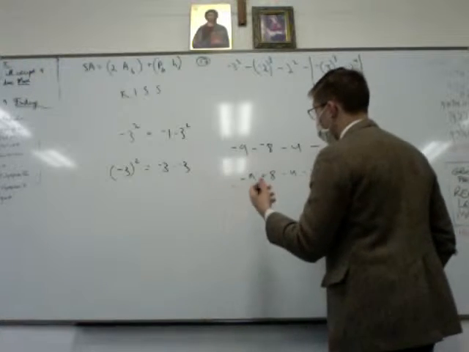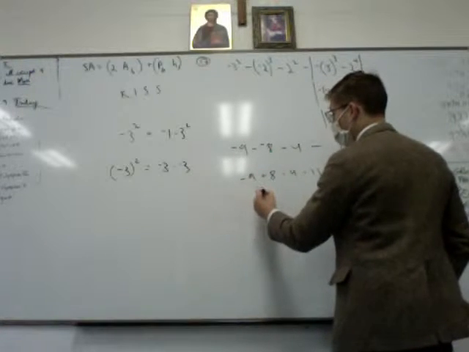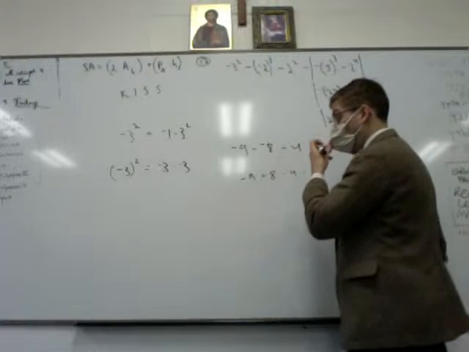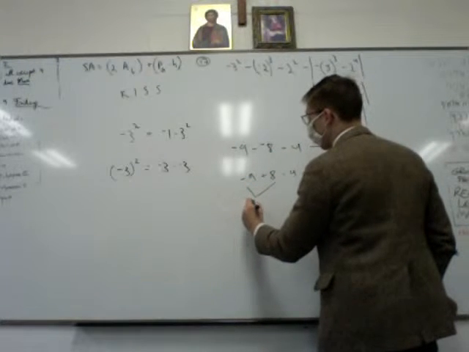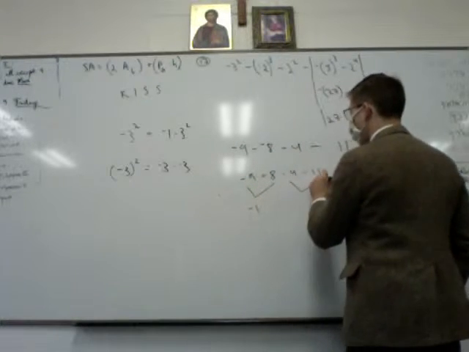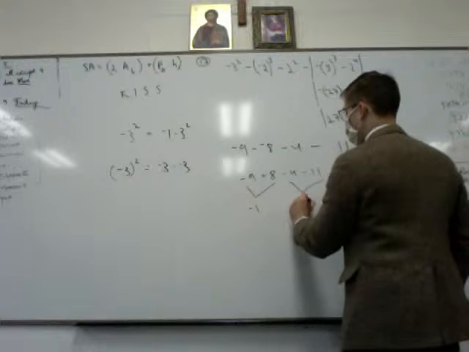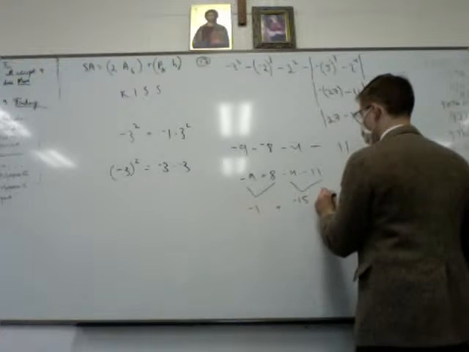Somebody just pick a way to do this. Add like terms. They're all like terms. Negative 9 plus 8 is what? -1. What's negative 4 minus 11? -15. -16. Okay, yeah, you can do that.